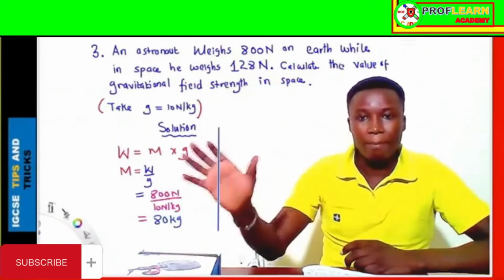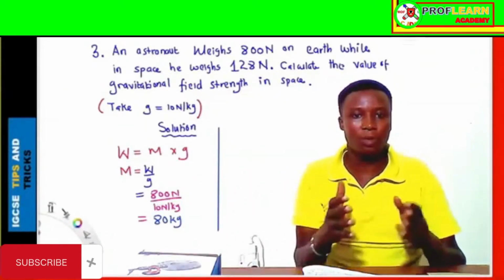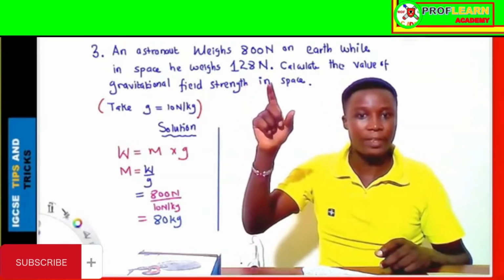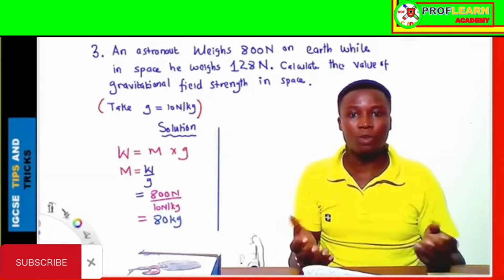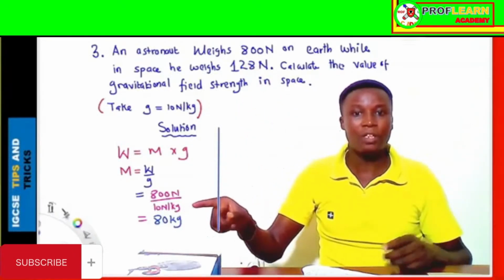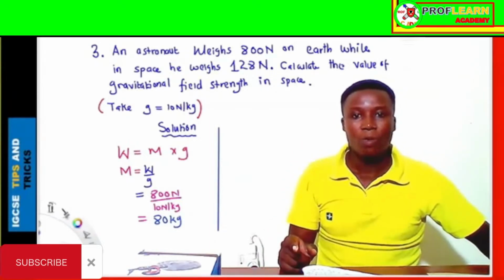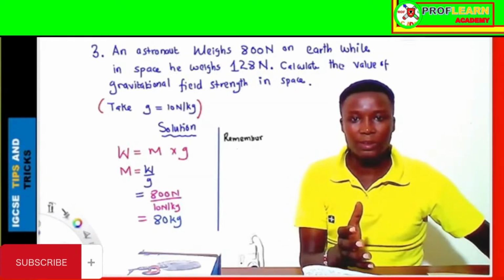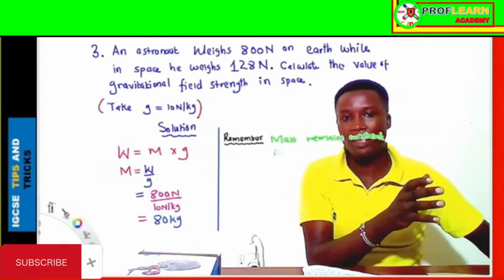After obtaining the mass as 80 kilograms, we can use the formula weight equals mass times gravity in order to work out the gravitational field strength in space. This is due to the fact that mass remains constant. So we are going to use the weight that we are given together with this mass in order to find the value of G. First we state that mass remains constant. Remember that mass remains constant everywhere.